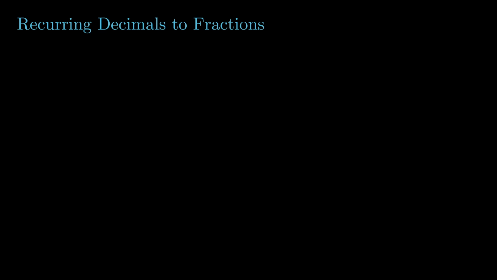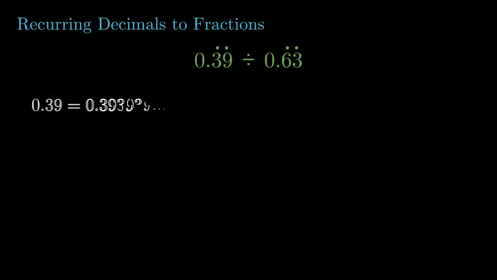Now moving on to the last example. So this question is saying 0.39 with the 39 recurring divided by 0.63 with both the 6 and the 3 recurring. And the aim of this question is we have to first convert both of the recurring decimals into fractions. So once they're in fractions, we can then divide them by each other. So to convert 0.39 into a fraction, firstly 0.39 recurring is equal to 0.3939393939, and so forth.